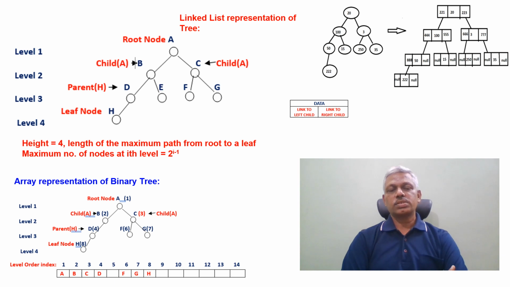Now, another concept is height. The height of a binary tree can be defined as the length of the longest path from the root to any of the leaves.